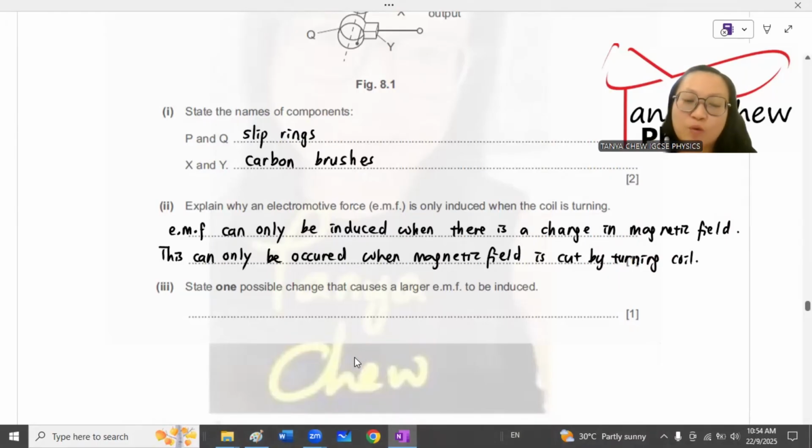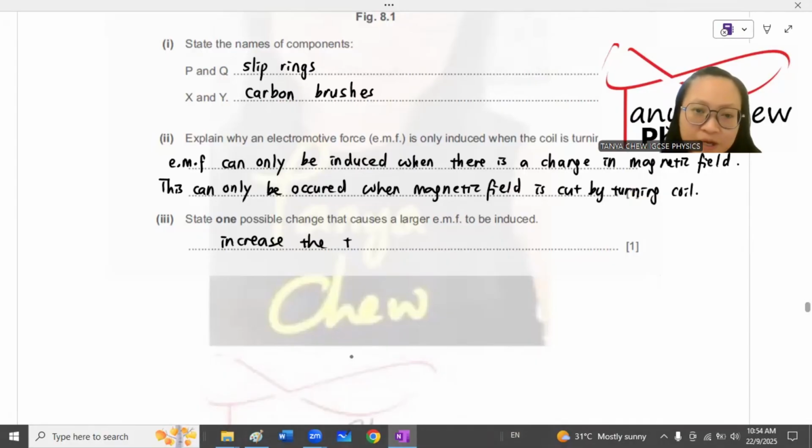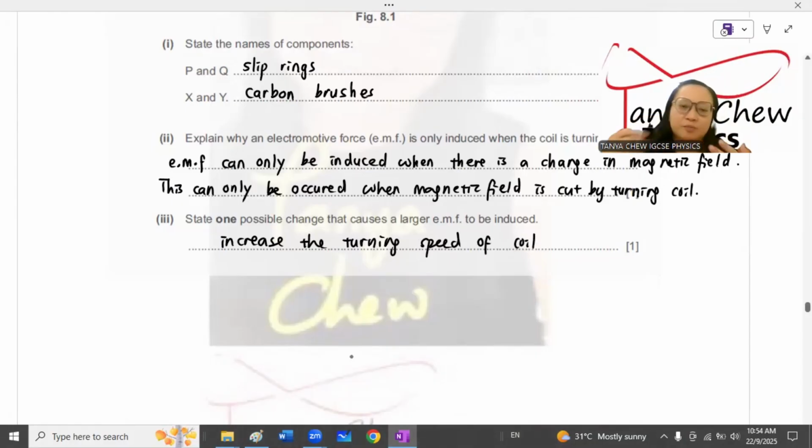And third, state one possible change that causes a larger EMF to be induced. Because the coil is turning, if you want it easy, increase the speed. Increase the turning speed of the coil. Or you can say increase the speed of rotation, not a problem.